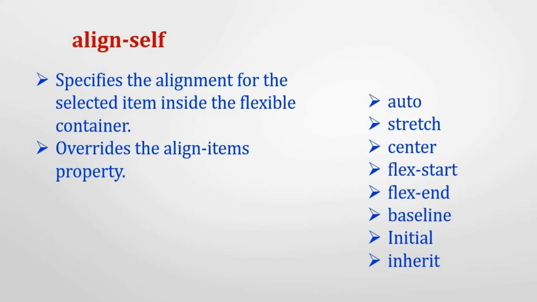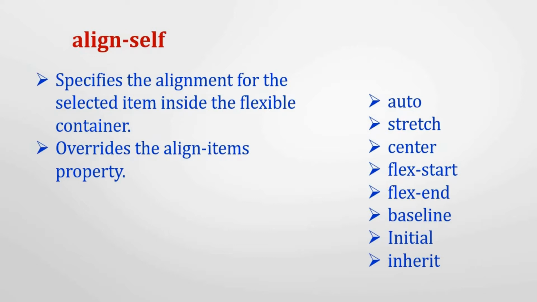So this align self property can be used to specify an alignment for a particular item inside a flexible container. What is meant by a flexible container is that you can apply this align self property to an HTML element for which you have set the display property to flex, right? So in order for your align self property to work, that particular HTML element should have the flex value for its display property, right? And moreover, this align self property overrides the align items property, right?